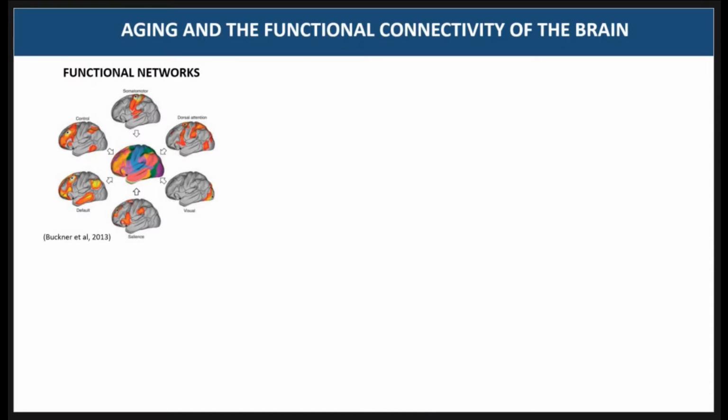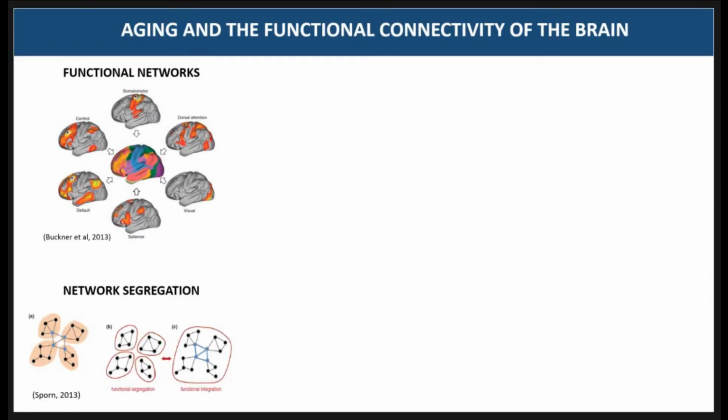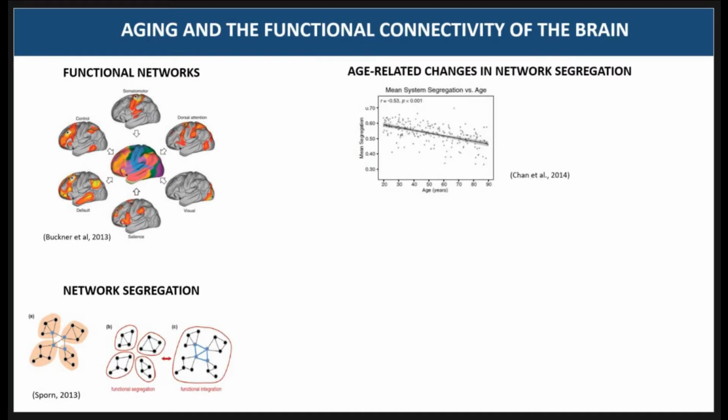As we know, the activity of the brain is organized in different functional networks, and those networks can work in a manner that's more or less segregated one to another. During the aging process, in general, functional networks tend to become less segregated with age, which means that the different network modules become more connected one to another.